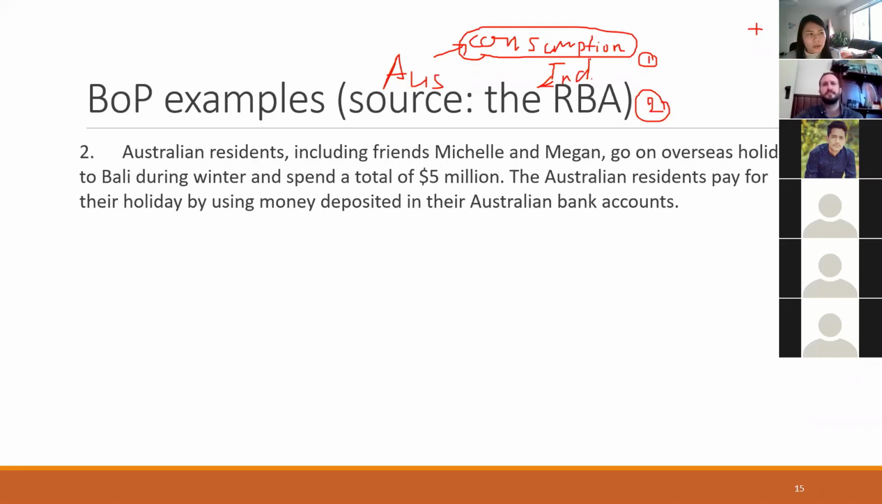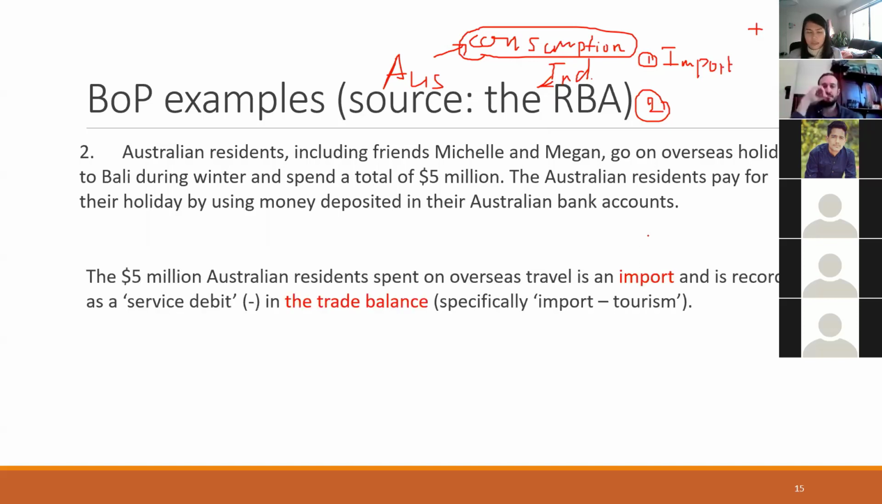Now here I'm talking about spending money overseas, okay? So as a result, from an Australian point of view, I am importing goods and services, right? So if I consume goods and services from overseas, this is when I import, okay? So I consume goods and services from a foreign trade partner. Does that make sense? So if I use goods and services from a foreign country, that is importing, okay?